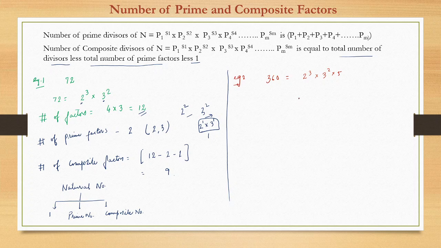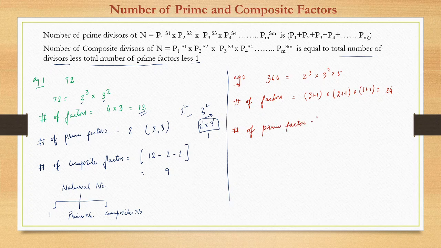Now we have to find the number of prime and composite factors. So first we will find the number of total factors. The number of total factors is (3 plus 1) into (2 plus 1) into (1 plus 1). So this becomes 4 into 3 is 12, into 2, 24, right?